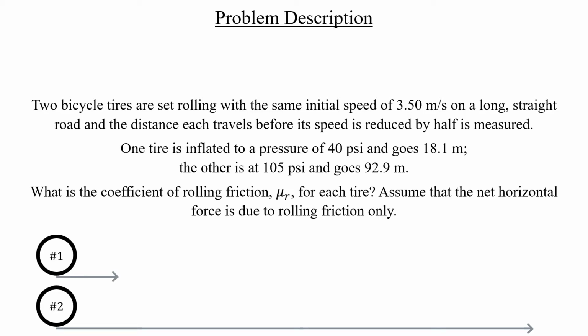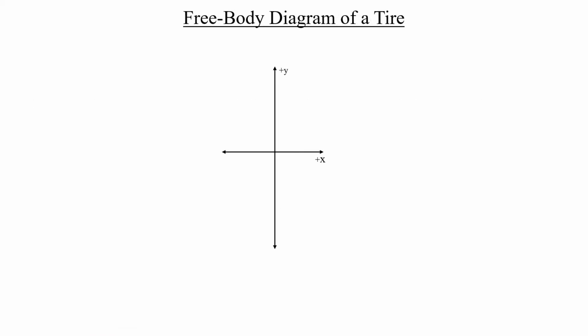Let's draw a free body diagram of the tire. We have a couple forces that we have to account for. The first one being the tire's weight, which will pull straight down. Since the tire is not flying into the air or sinking down into the ground or something, there's going to be a normal force, and it's going to be equal and opposite to the weight, and one left. We were told that the horizontal movement is due to the rolling friction only.